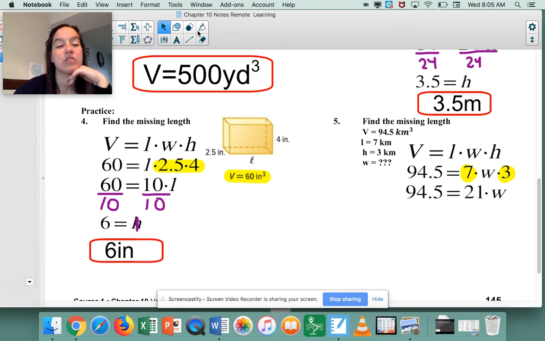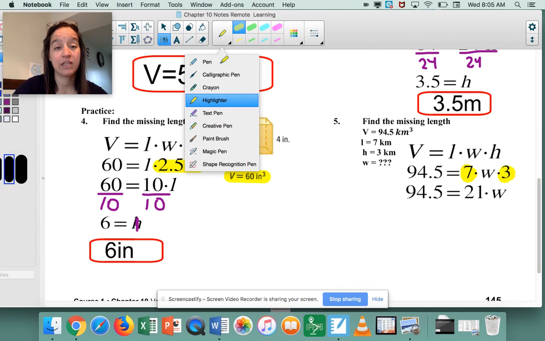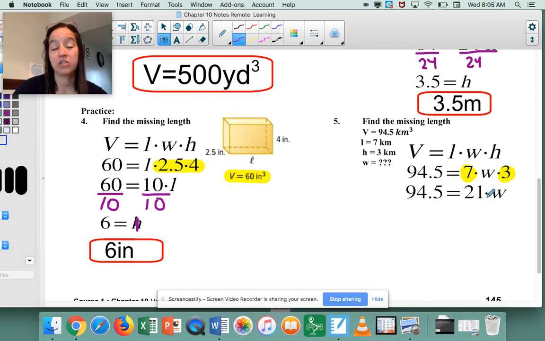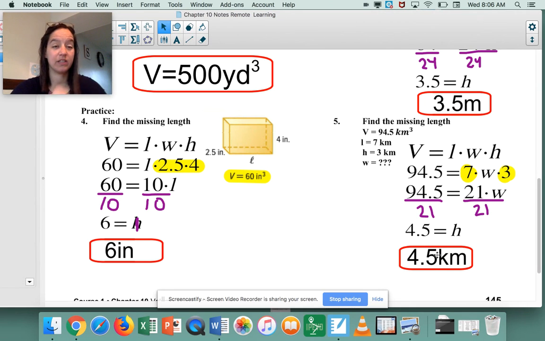Then to solve that, I'm going to go ahead and tell you, I don't know that off the top of my head. And so I need to know what I'm going to be actually doing mathematically. So because it's multiplication and I want to get W by itself, I am doing the inverse operation, which is dividing by 21 to both sides. And so I'm doing 94.5 divided by 21. When I do that, I get 4.5. And so my answer is 4.5 kilometers.